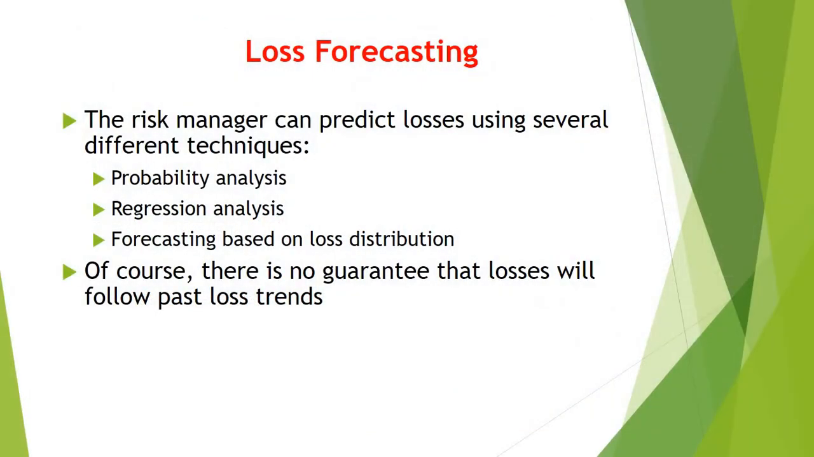The risk manager can predict losses using several techniques. These include probability analysis, regression analysis, and forecasting based on loss distribution. However, there is no guarantee that loss will follow past trend, because whether you use regression analysis or forecast based on loss distribution, these basically follow past trends. So there is no guarantee that your forecasting will be accurate.